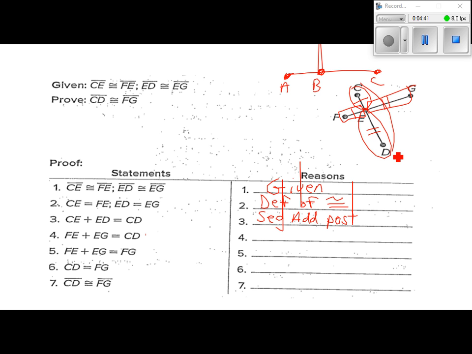What they did, and I wouldn't mind if these were in a different order. If I was doing it, I'd probably put it in a different order. But what they did is they took number 3, and right here where you see CE, what did they stick in its place? They stuck FE in its place, didn't they? And that's what we got right here. Then where you see ED, what did they stick in its place? EG. All right, so there, what did we use? Substitution property.